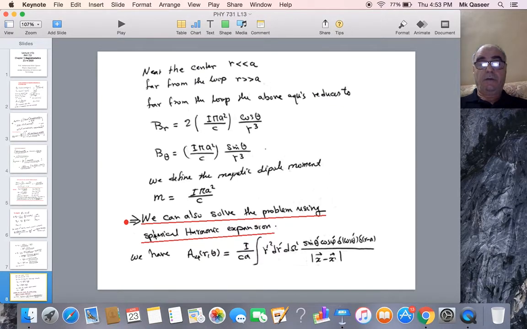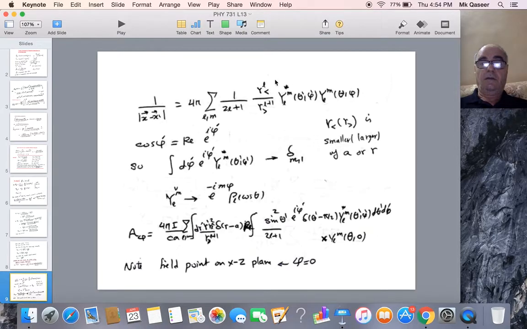Here I just put a note that we can solve this problem using spherical harmonics. In this case, we have to substitute for 1 over x minus x prime its expansion in terms of the spherical harmonics. Doing so and writing cosine phi prime as the real part of e to the i phi prime, which means only m equal 1 will survive. So the integration over the primed quantity gives us just one of these m's.